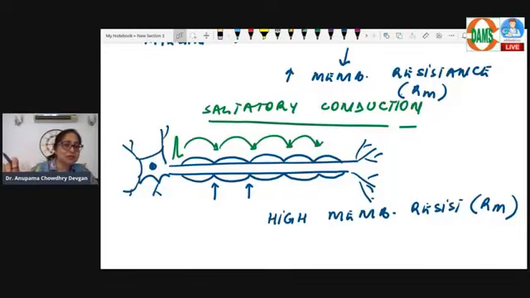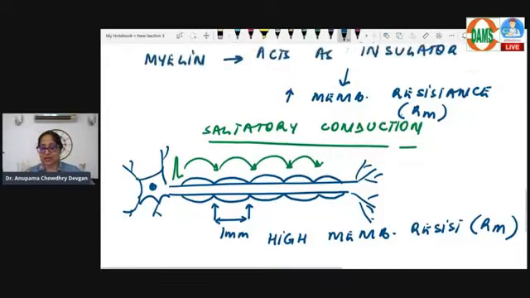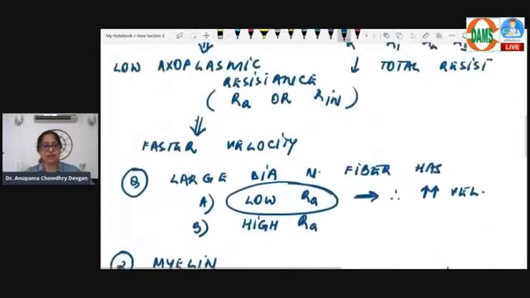Which are the areas of low resistance in a myelinated nerve fiber? The nodes of Ranvier. Remember, nodes of Ranvier are just 1 millimeter apart. The action potential is jumping from one node to the other, which is known as saltatory conduction. Right? So these are the two factors which are affecting the velocity of conduction.